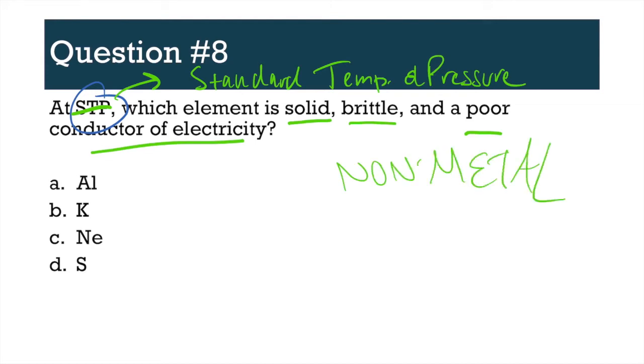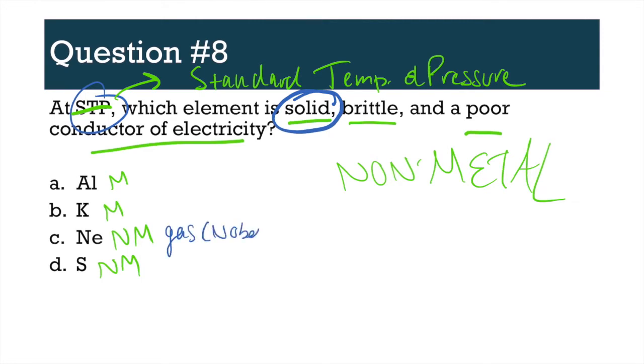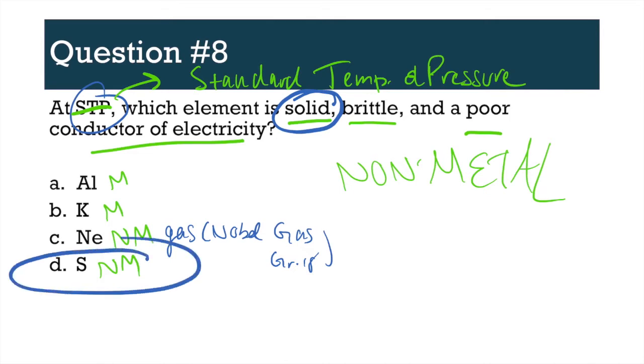So if we're looking at these answer choices, we have aluminum, which is a metal. We have K, potassium, which is a metal. We have neon, which is a nonmetal. And then we have sulfur, which is a nonmetal. Then we run into the problem that we have to pick one answer, but there are two of them. So the key word here is solid. Remember, neon is a gas. It's a noble gas in group 18. So the only solid here is sulfur, which is choice D.